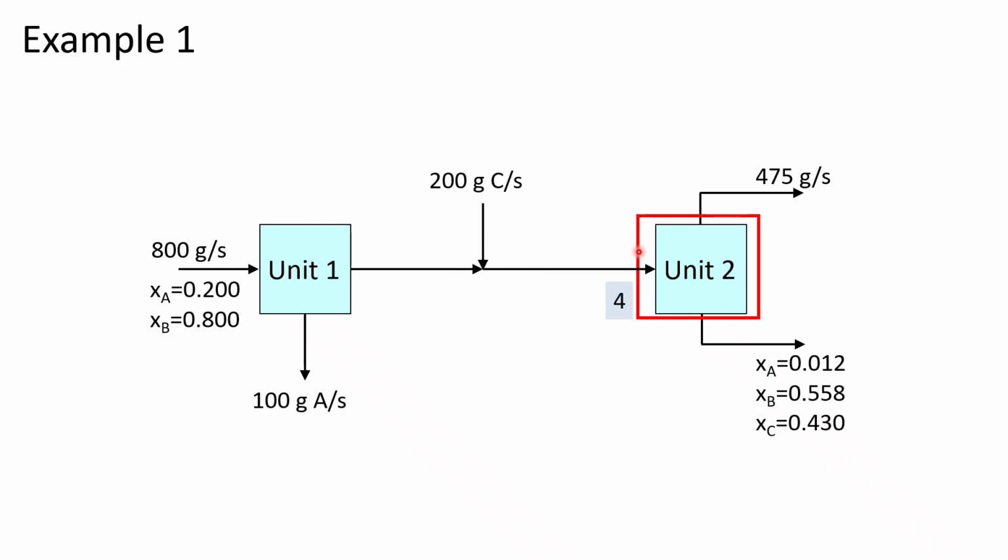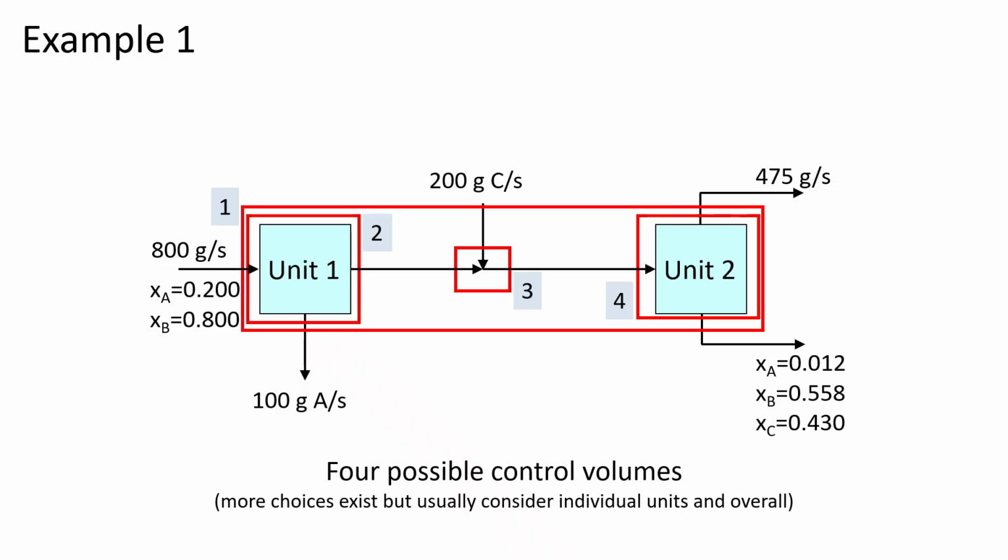A fourth control volume is shown here. This control volume has three streams that cross it. The first is the feed to unit 2. Then we have the two product streams that leave from unit 2. We'll perform a degree of freedom analysis for each of those four control volumes to see which one we can solve.